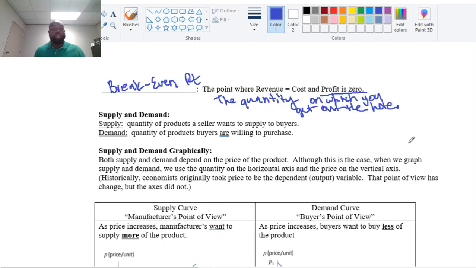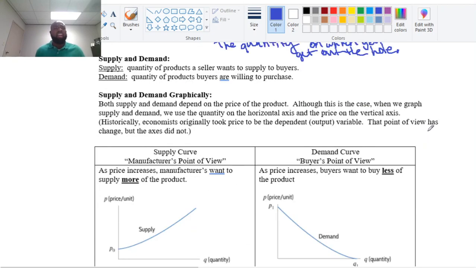Some other concepts we want to look at include supply and demand. All right. So supply and demand represent quantities, right? Supply is the quantity of products that a seller or a manufacturer or some producer wants to supply to the market of buyers, right? So say you own a business, you own a company, supply is how much you want to put out there for people to buy, all right?